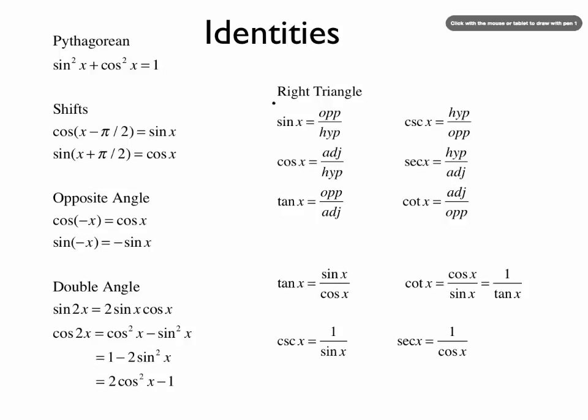Okay, these we've seen already. The right triangle, sine is opposite over hypotenuse, cosine is adjacent over hypotenuse. Those are identities. Those are identities because they work for all angles, all angle measures.